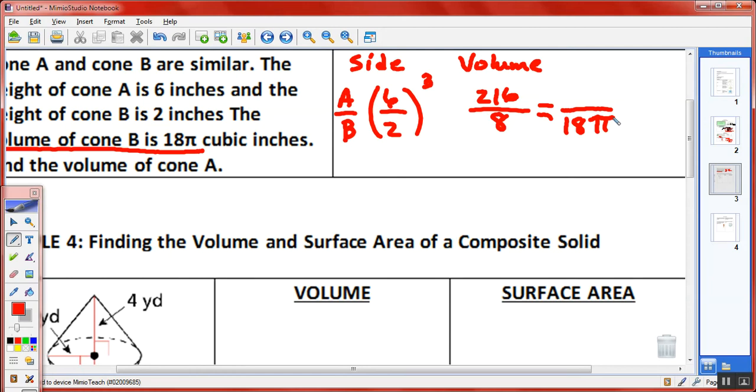Got that? Take that times 216 divided by 8. What do you get for the volume of A? 1,526.8. 1,526.8.